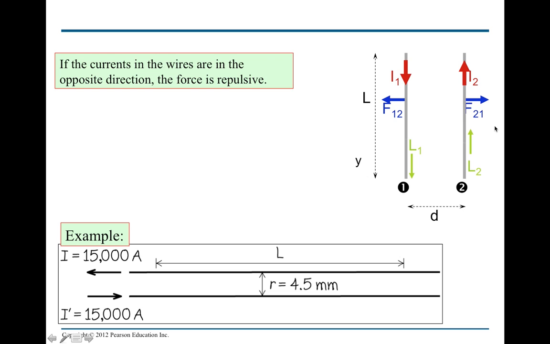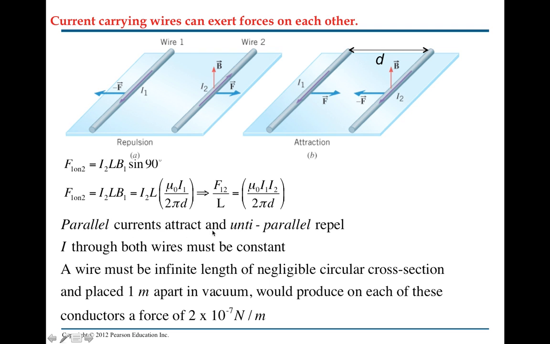All right, so we can calculate, for example, here what the current is. If the currents are in the same direction, they attract; in the opposite direction, the force is repulsive. An example here: if I have two current carrying conductors, and they both have the same magnitude of current, and the distance between them is 4.5 millimeters, then the force produced by these two is repulsive, as we said. If the currents are parallel, they attract, and if they are anti-parallel, they repel.